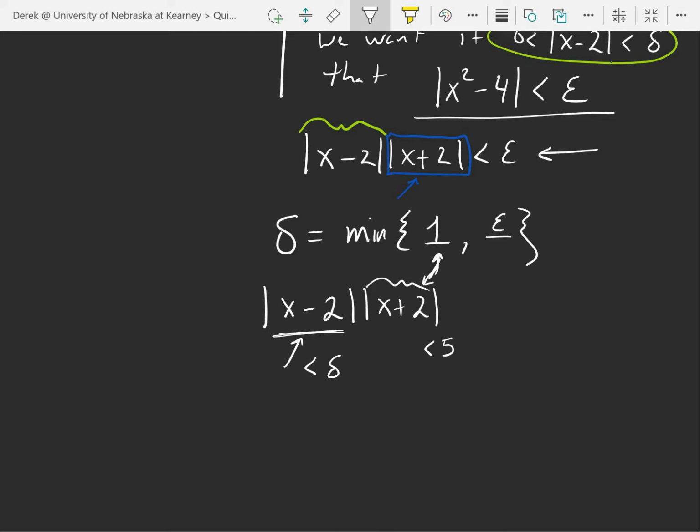Because if I'm a distance of 1 from 2, I could get all the way up to 3, or I could get all the way down to 1. So this piece is going to be between, right, between 3 and 5. So the biggest that I could multiply my delta by would be 5. So over here what I'm going to do is I'm going to take epsilon over 5 and put it there. Okay.